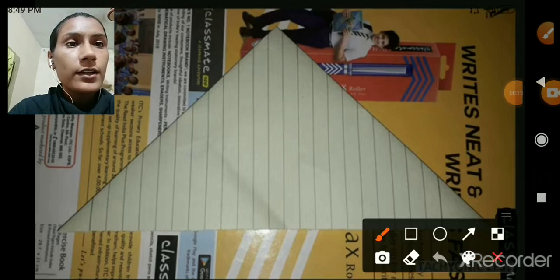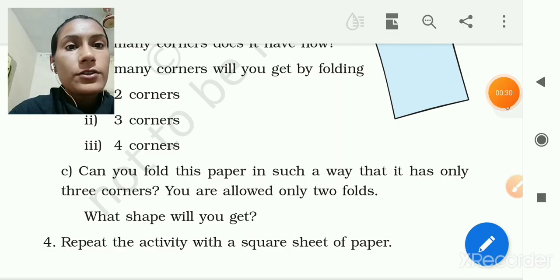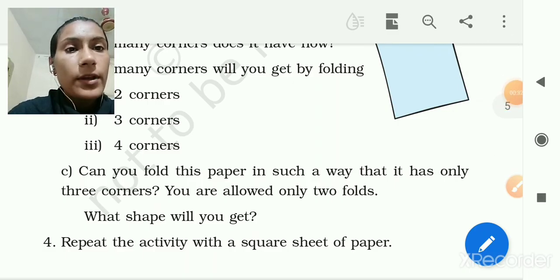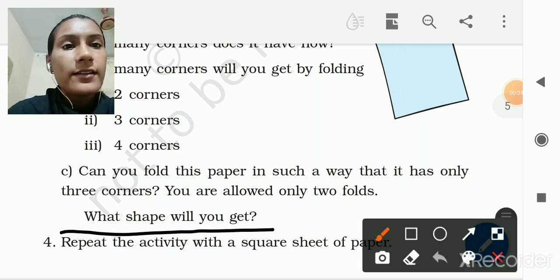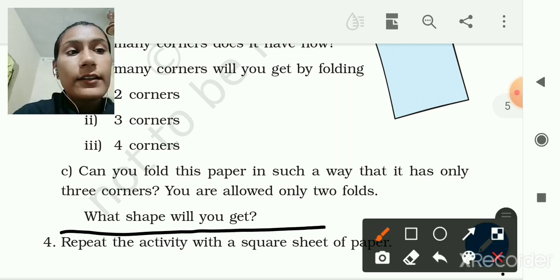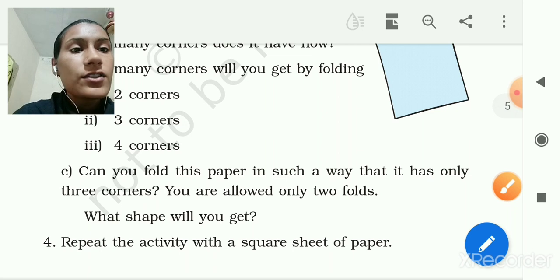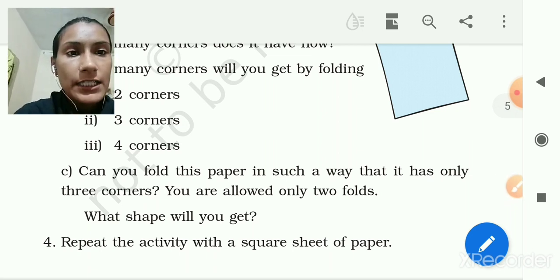Here, how many corners does it have? 1, 2 and 3 corners. And which shape? This is the triangle shape. So you can see what shape you will get. Then repeat the activity with a square sheet of paper.